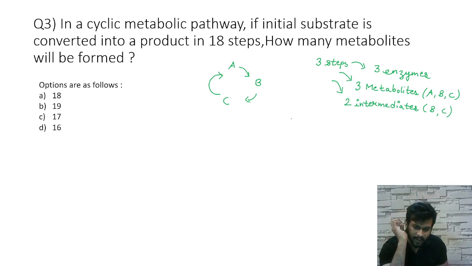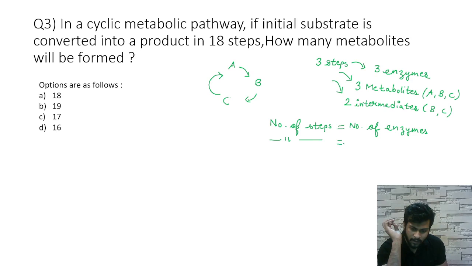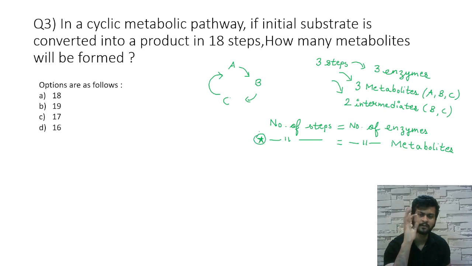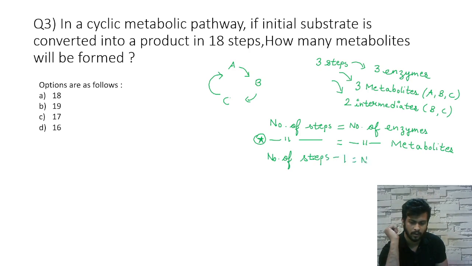So what information can be deduced? Number of steps equal to number of enzymes. Number of steps equal to number of metabolites. So this second point is different for cyclic type of metabolic pathway. In linear type, it was number of steps plus 1 we were getting number of metabolites. But here, number of steps equal to number of metabolites. Number of steps minus 1 equal to number of intermediates. And it is same for linear as well as cyclic type of metabolic pathway.